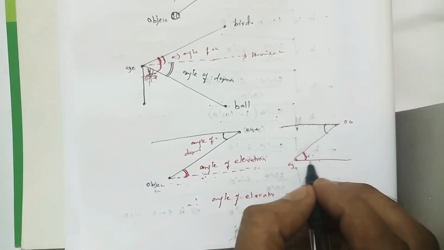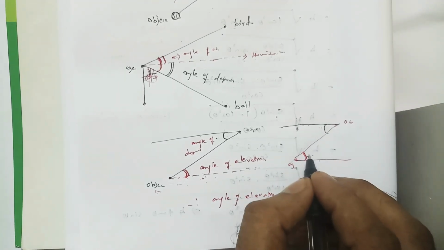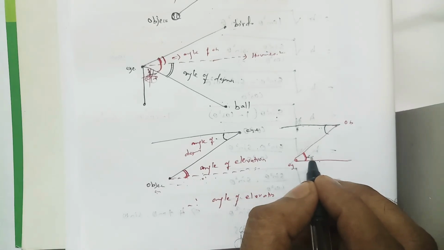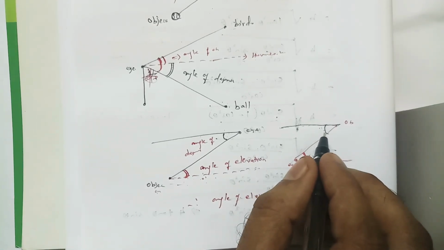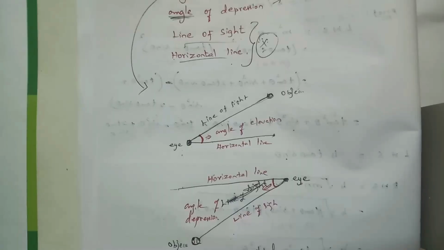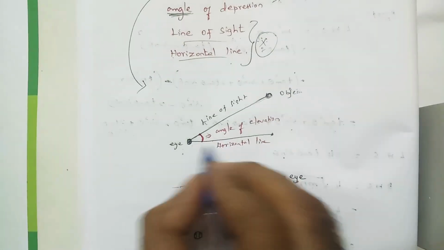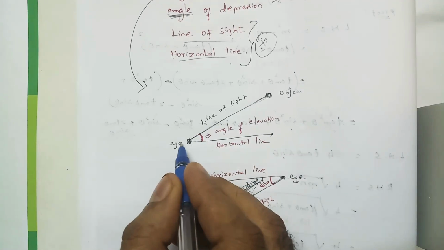These two angles are equal, and this is the elevation. The name of this angle is the angle of elevation, and the name of this angle is the angle of depression, right? Here we are having the horizontal line and this is the line of sight.